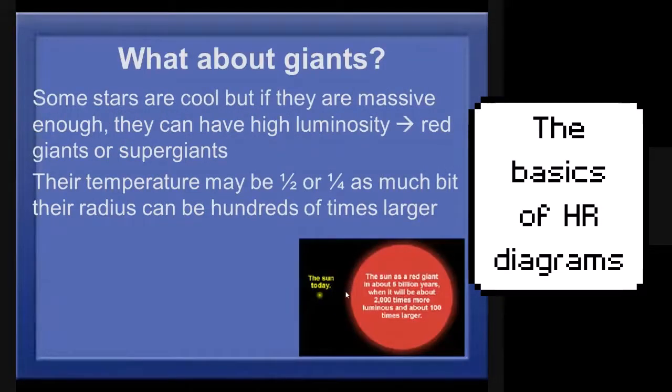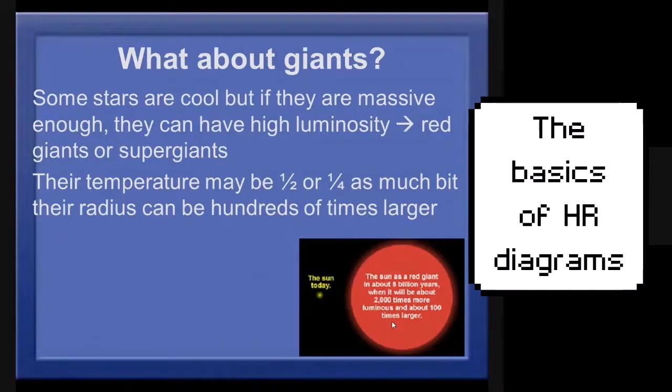What about giants? So we talked about main sequence. What about giants? Why are they where they are on the HR diagram? So giants tend to be about a half to maybe even a fourth the temperature of their main sequence counterpart. So for our sun right now, it's about 6,000 Kelvin. When it becomes a giant, it'll be about 3,000, maybe 3,200 Kelvin. So its temperature will be about half as much as it is right now.